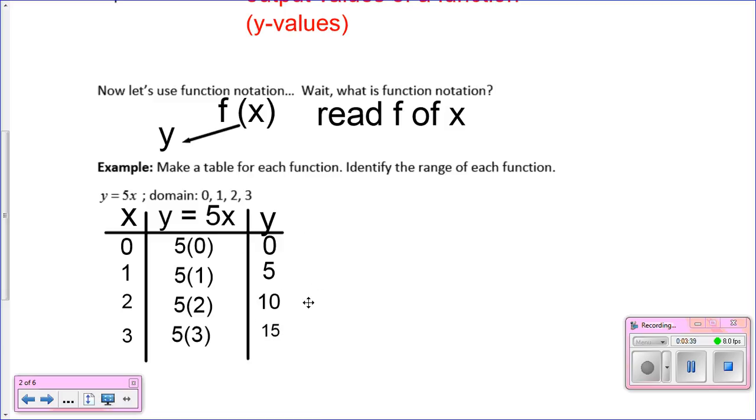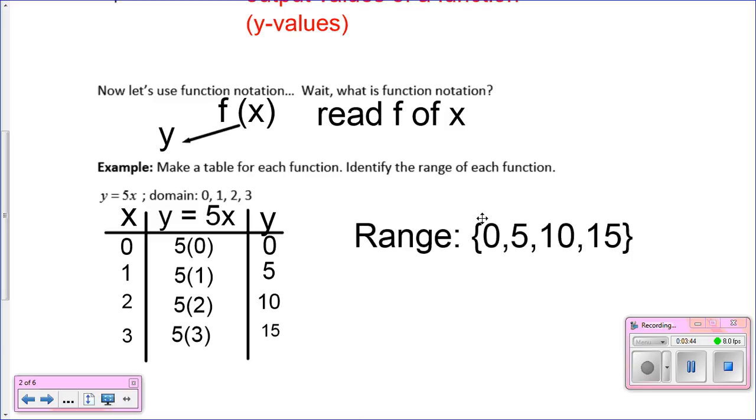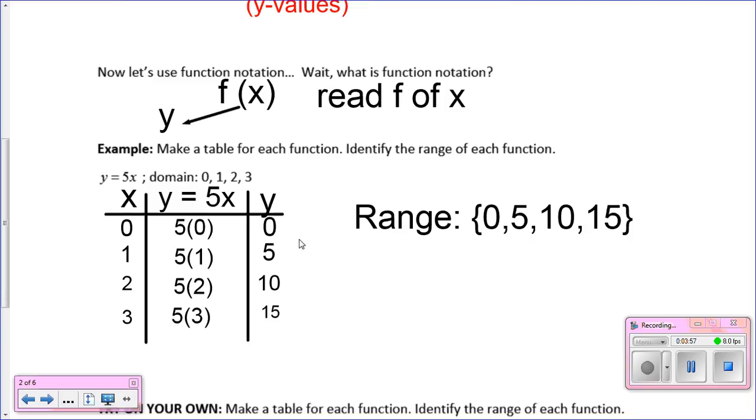Now, I'm not going to leave it like this because this is just the work. My range is written like this: the set of 0, 5, 10, and 15. That's all it is. It's just plugging in something and working it out, also known as plug and chug in my vocabulary. So, that's all it is.